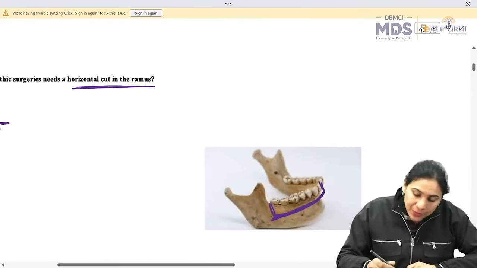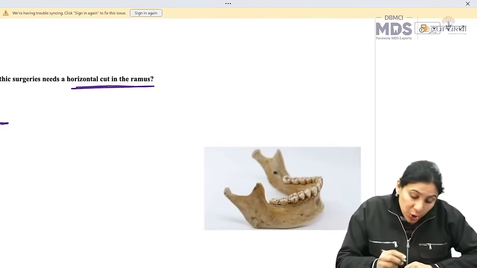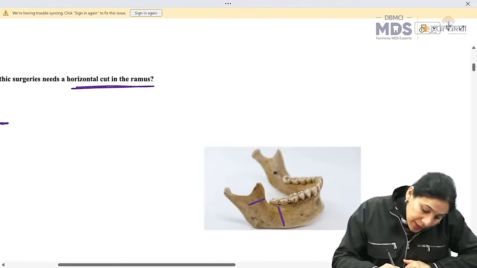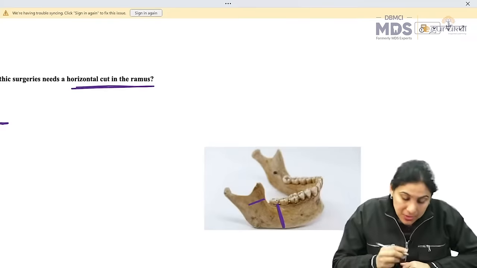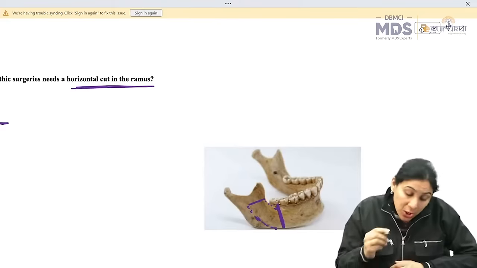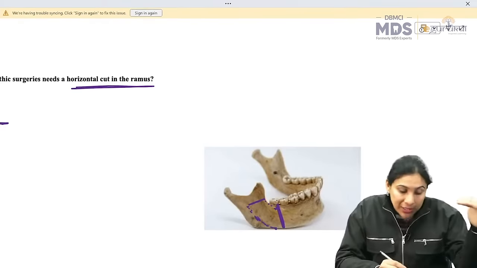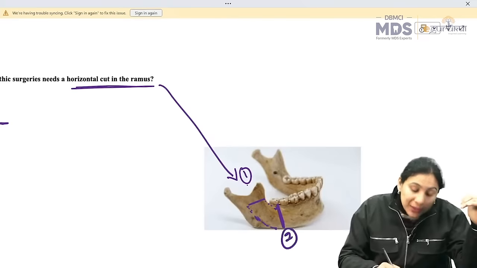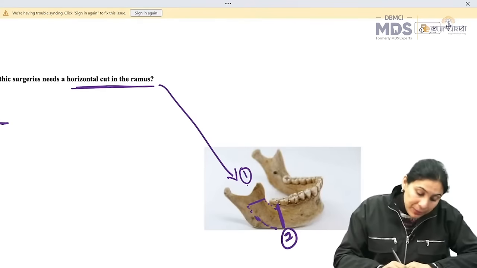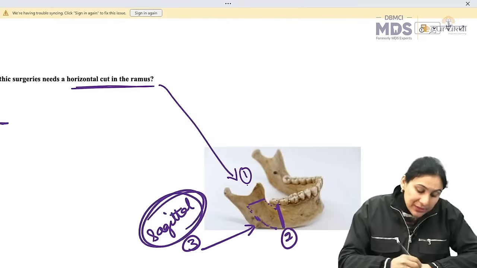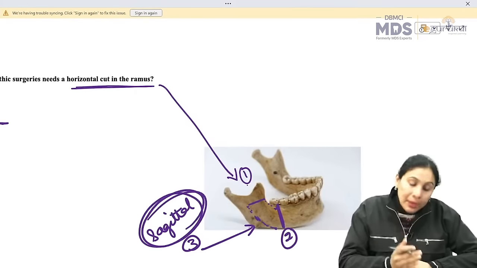The explanation is that to put a sagittal cut in the ramus, you first have to put a horizontal cut on the medial side of the ramus, a vertical cut in the angle-body region of the mandible, and to connect them, you put a sagittal cut like this. So for sagittal split osteotomy, first you have to put a horizontal cut in the ramus, which is the answer. Second, you put a vertical stop cut in the body of the mandible, and you connect them with a third cut, which is the sagittal cut. Because of this cut, the name of the surgery is sagittal split ramus osteotomy.